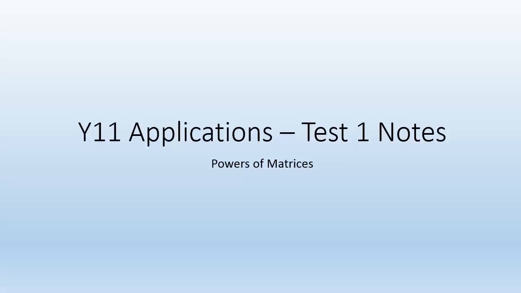Powers of matrices. When a number is raised to a power, this indicates repeated multiplication. For example, we know that 3 squared means 3 times 3, and 3 cubed means 3 times 3 times 3, and perhaps we should just point out here that we could also do that as 3 squared times 3, or as 3 times 3 squared, and you should know this.